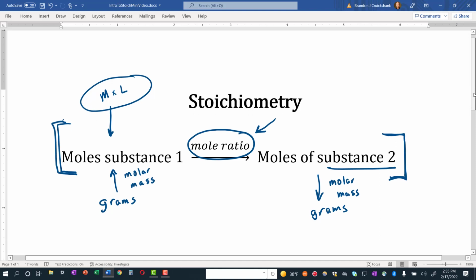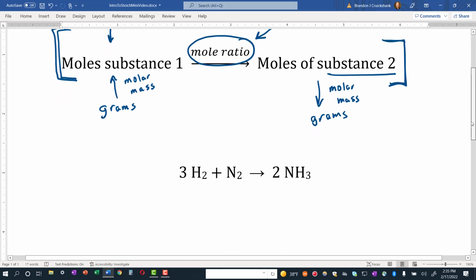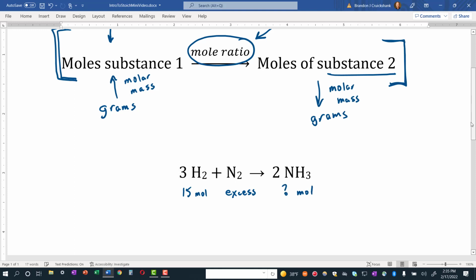And let's just wrap with a quick calculation. Let's say we have this balanced equation here, 3H2 plus N2 going to 2NH3. Say we start with 15 moles of hydrogen. We react that with excess nitrogen. How many moles of ammonia do we get? Now, you might be able to do this calculation in your head, but let's set it up using the mole ratio, the balancing coefficients.